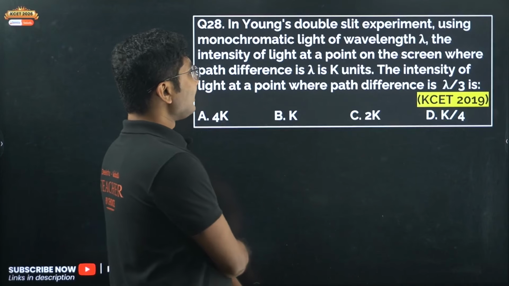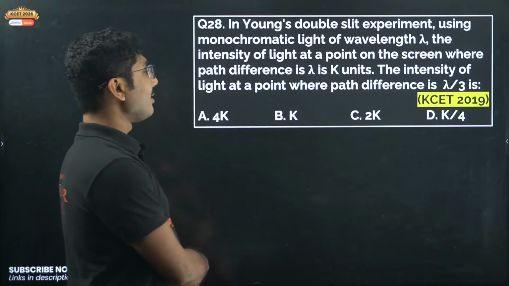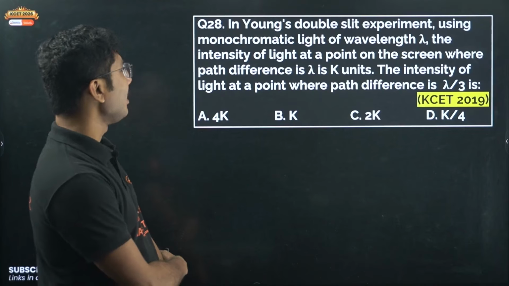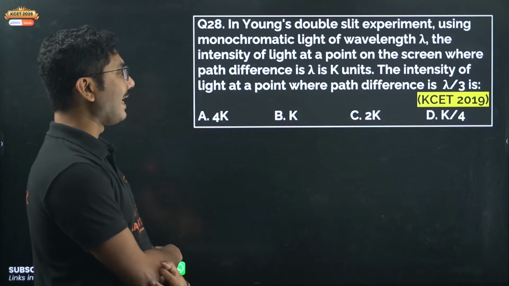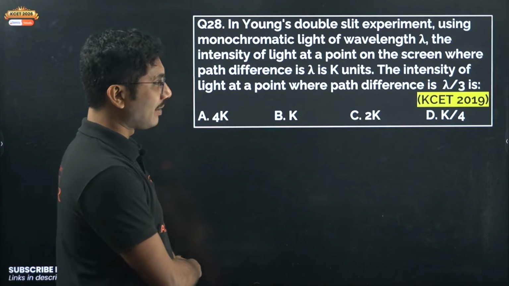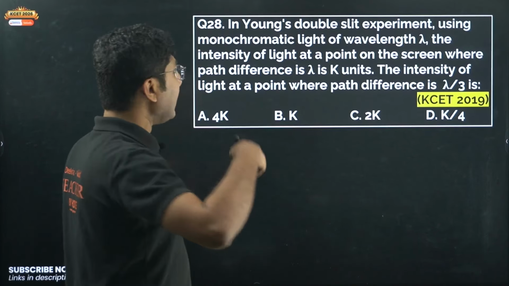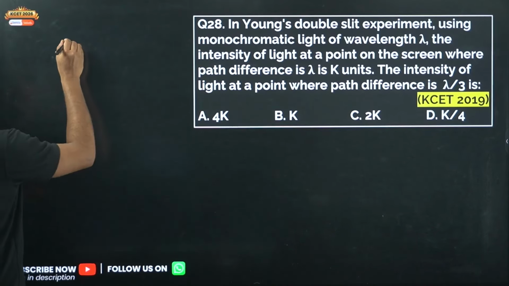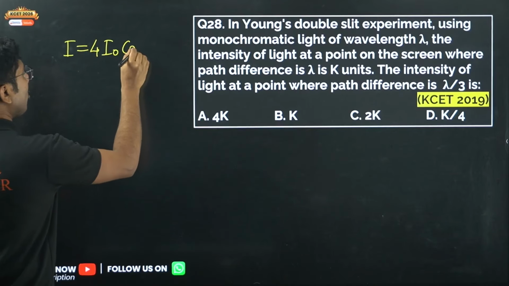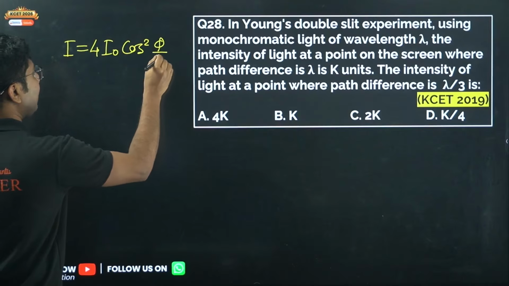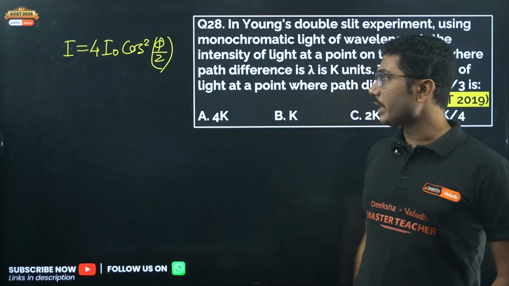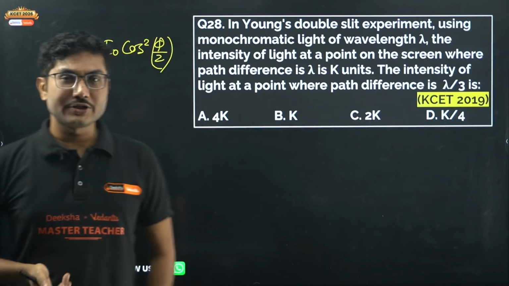In Young's double slit experiment using monochromatic light of wavelength lambda, the intensity of light at a point on the screen where path difference is lambda is k units. The intensity of light at a point where path difference is lambda by 3 is? So in Young's double slit experiment, we know that the resultant intensity is given by 4I0 cos square phi by 2. So this formula is very, very essential. The derivation can be asked as well, but the formula is very, very essential and you have to remember it.